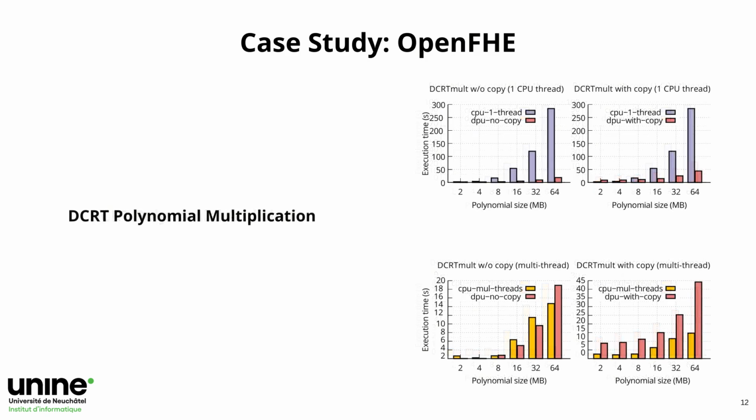It's the same for multiplication. So it's Barrett's reduction and multiplication. Here I'm talking specifically about coefficient multiplication. We get speedup similar to the addition, both for one thread and multiple threads. However, with copy, we don't get much speedup.